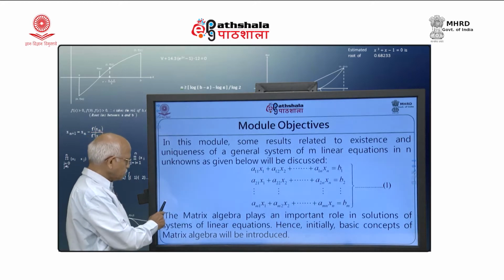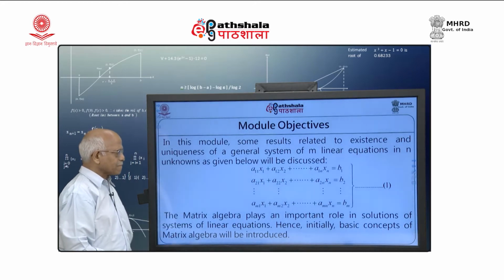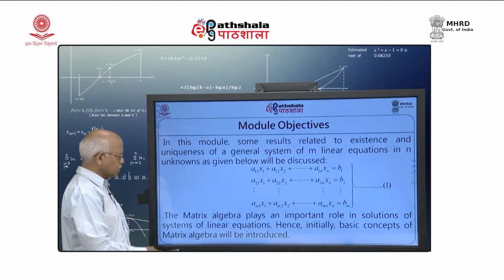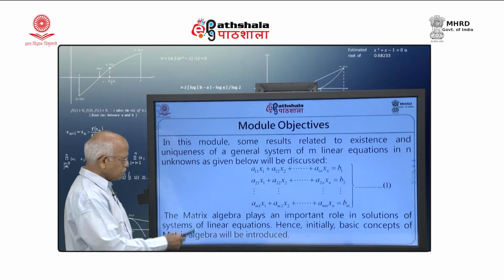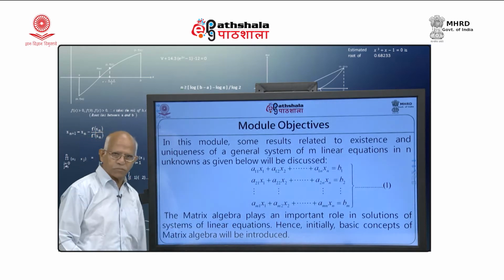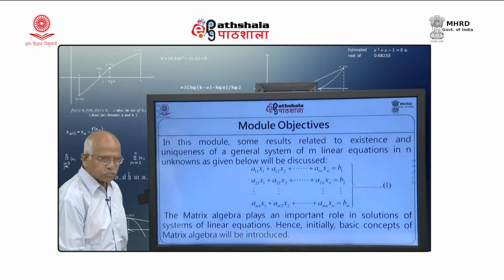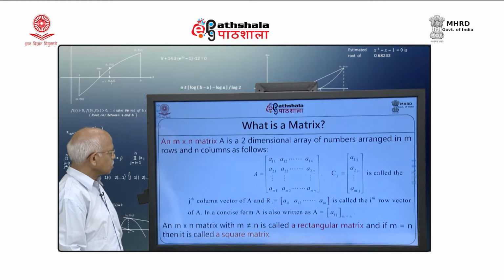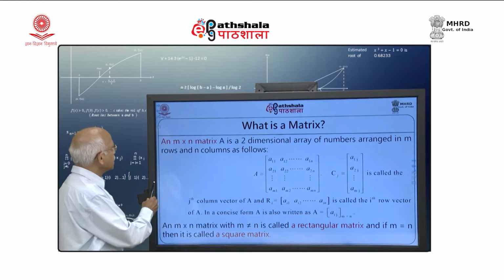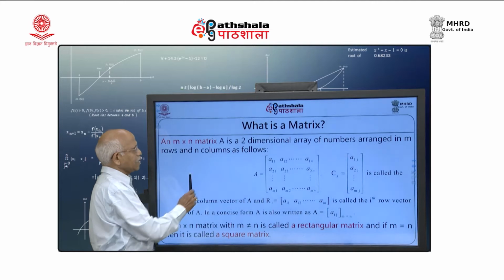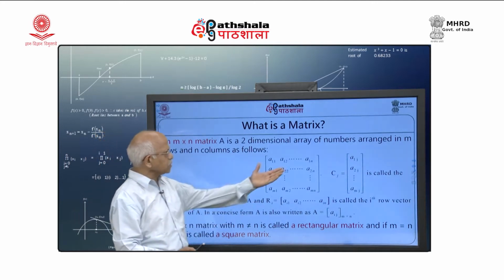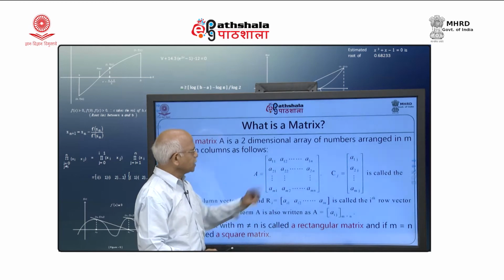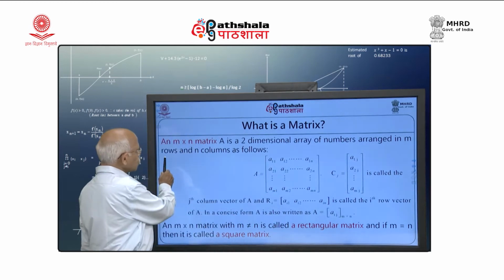Now, matrix algebra plays an important role in the solution of systems of linear equations, and hence initially the basic concepts of matrix algebra will be introduced. So we are going to introduce matrix algebra concepts. An m by n matrix A is a 2-dimensional array of numbers. We are just arranging numbers in a 2-dimensional array, with m rows and n columns.